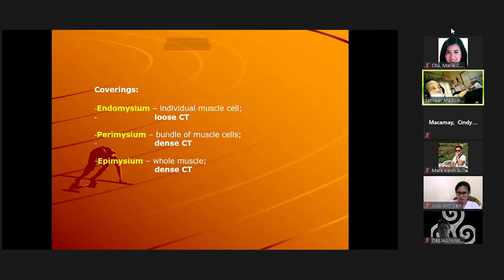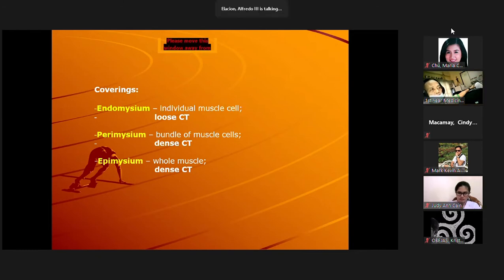What is the other name for loose connective tissue? Ilacion. Are you in, Ilacion? Hello, Doc. The other name for loose connective tissue is areolar tissue. Right? Areolar connective tissue.